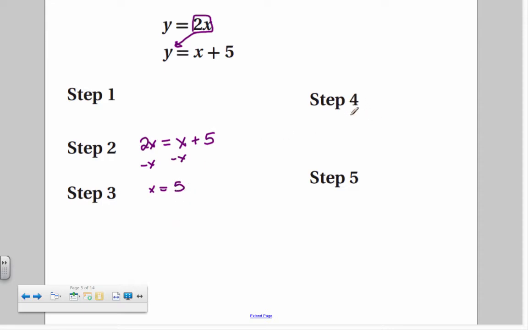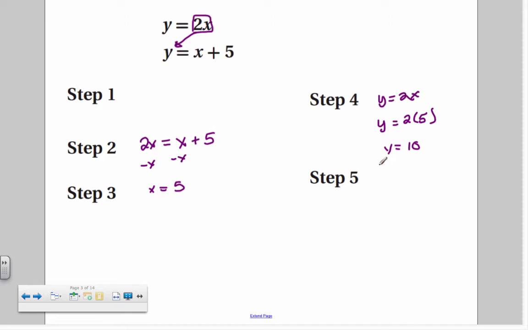Step 4 then says, okay, now that you know what one of the variables is, plug that back into one of the two equations that you were given in the beginning. And it doesn't really matter which one. So let's go ahead and do it into the first one. I know that y equals 2x, that's my first equation. And now if I know that x is 5, I can solve for y. So I want to know what y equals when x is 5, and in this case, y is equal to 10.